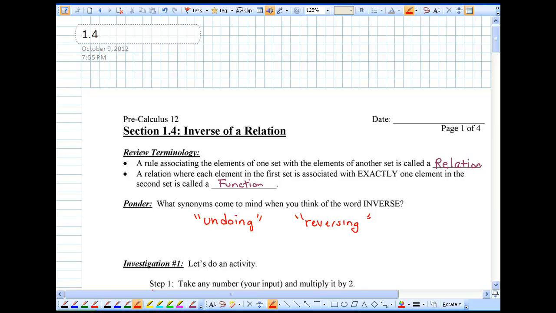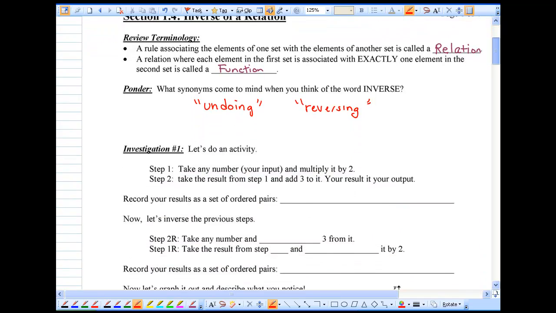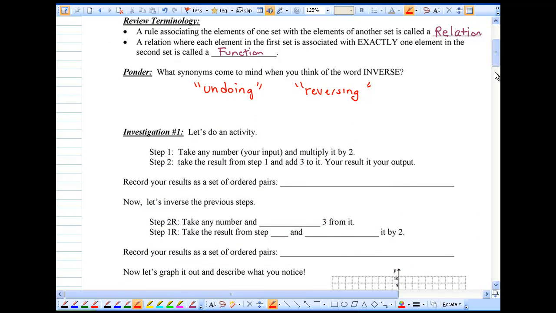So I'm going to ask us to look at investigation number 1. And let's do this activity. Hopefully this activity will bring out the mathematical idea of inverse. So, 2 steps. In step 1, take any number, let's call it your input, and multiply it by 2. Then step 2, take the result from step 1 and add 3 to it. Your result is the output. And it says record your results.